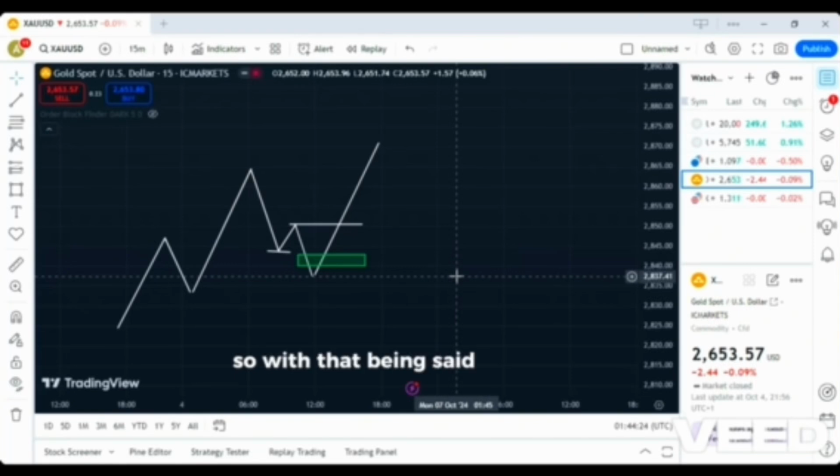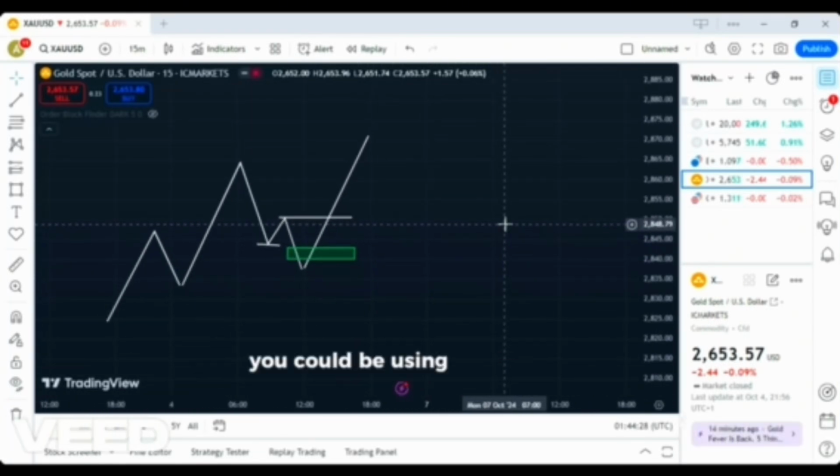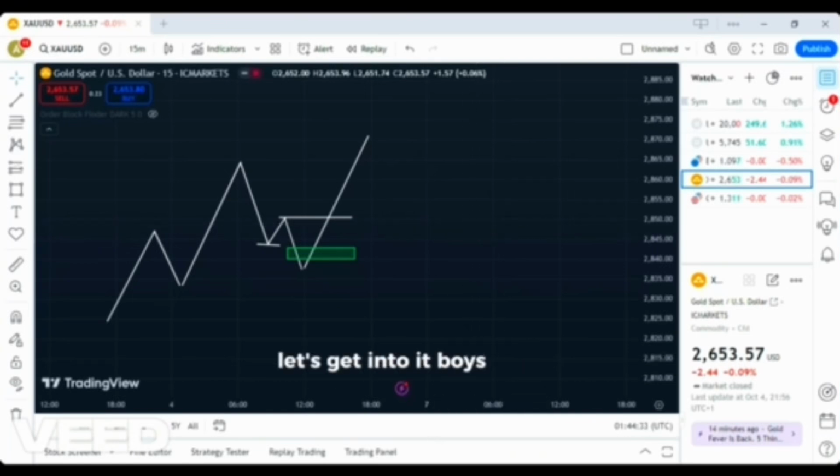So with that being said, guys, let me show you a step-by-step strategy you could be using today to make yourself a shit ton of money in the market. Let's get into it, boys.